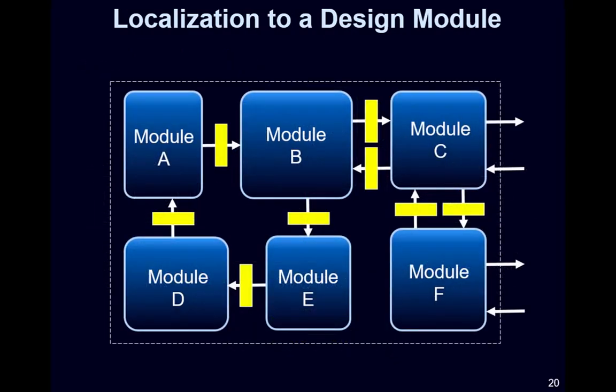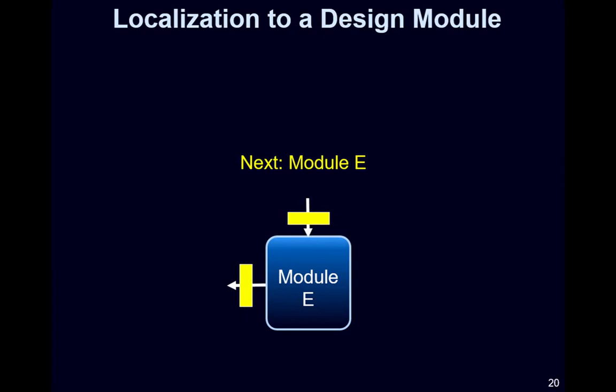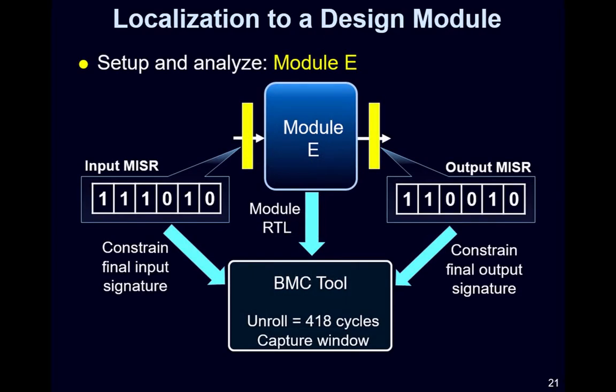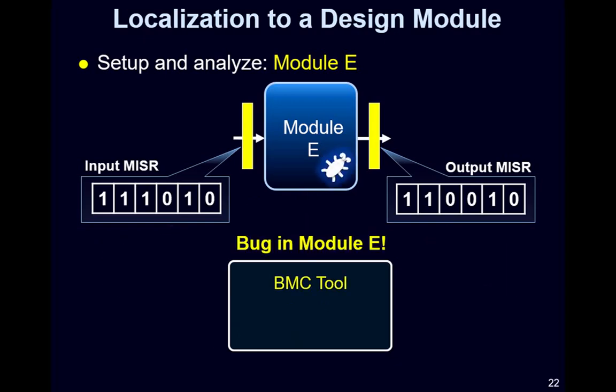So let's go back and pick another one. Here we take Module E. In this case, we repeat the exact same analysis. We use the module RTL, the input signature, output signature, and unroll it for the capture window. What we see in this case is that the signatures are inconsistent, so the BMC tool is unable to satisfy them. And what this means is that the bug is inside Module E.